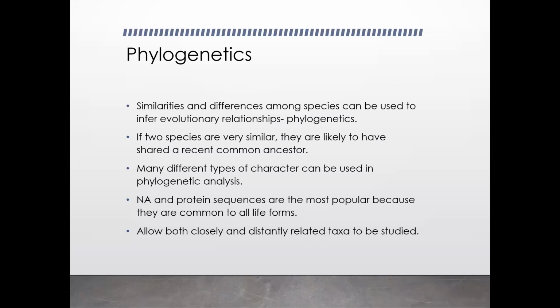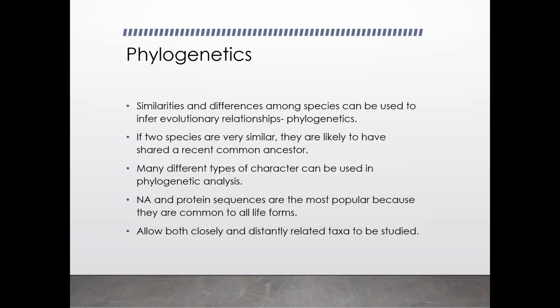What is phylogenetics? This is the branch of science that deals with the evolutionary relationships of organisms considering any set of characters. The similarities and differences among different species can be used to infer the evolutionary relationships. This branch of science is called phylogenetics, as I mentioned earlier. If two species are very similar, they are likely to have shared a recent common ancestor.